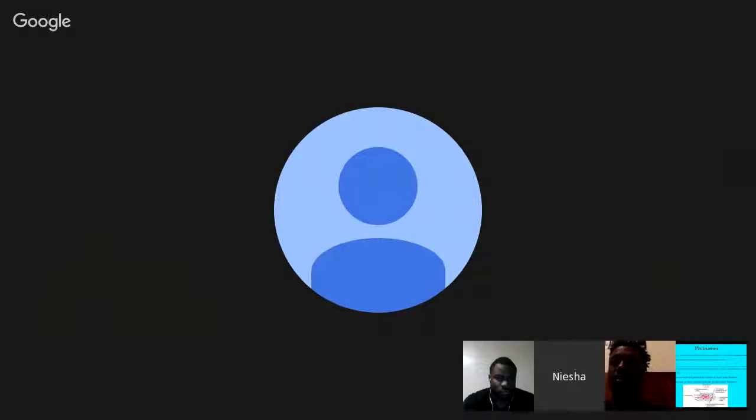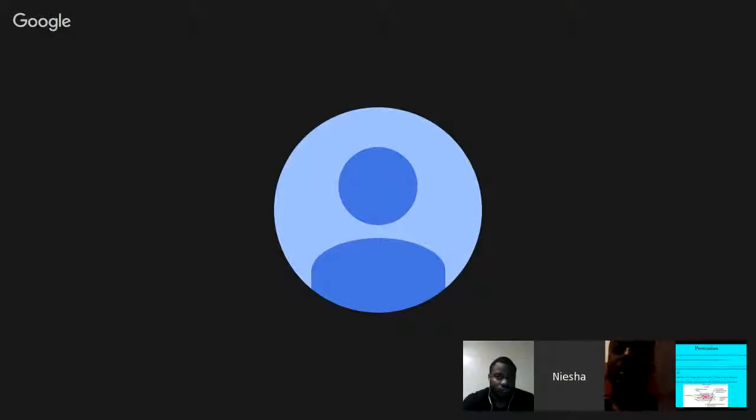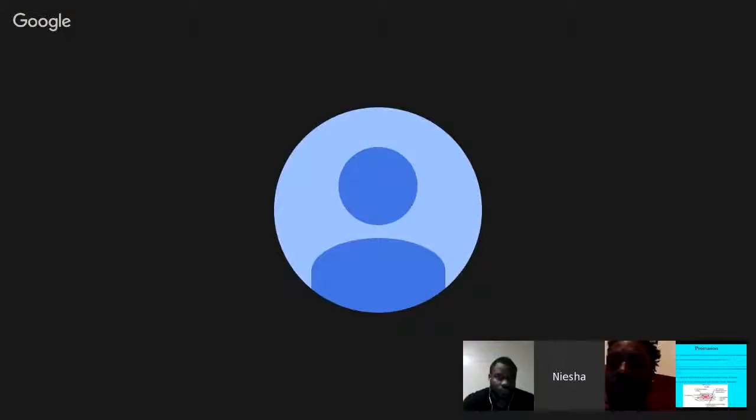Protrusions are driven primarily by forces that are produced by actin polymerization. There are 2 main types of actin protrusions, which are present in motile cells. Lamellipodia, which are sheet-like protrusions, and filopodia, which are finger-like protrusions. Lamellipodia are composed of branched networks of short actin filaments, and filopodia are composed of long unbranched bundles of actin filaments.